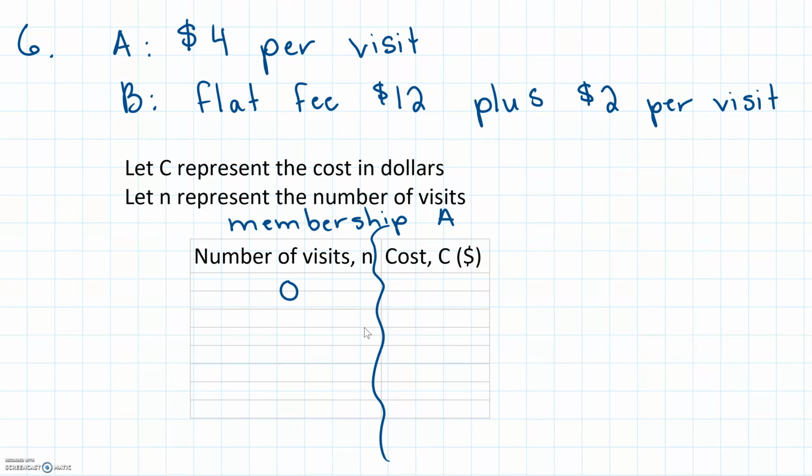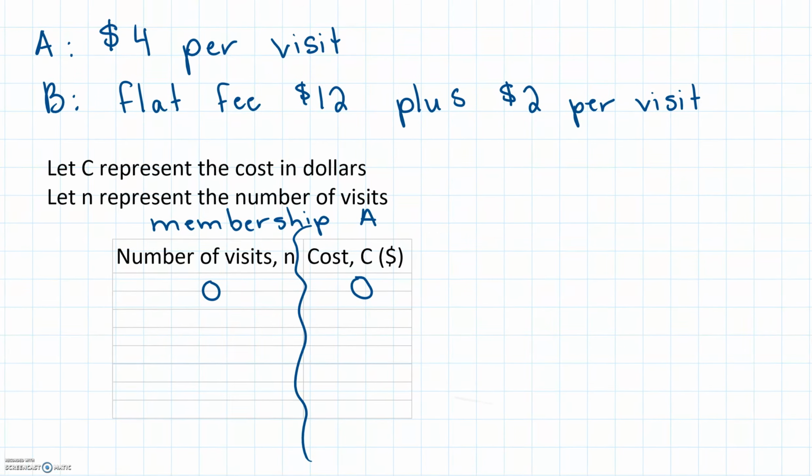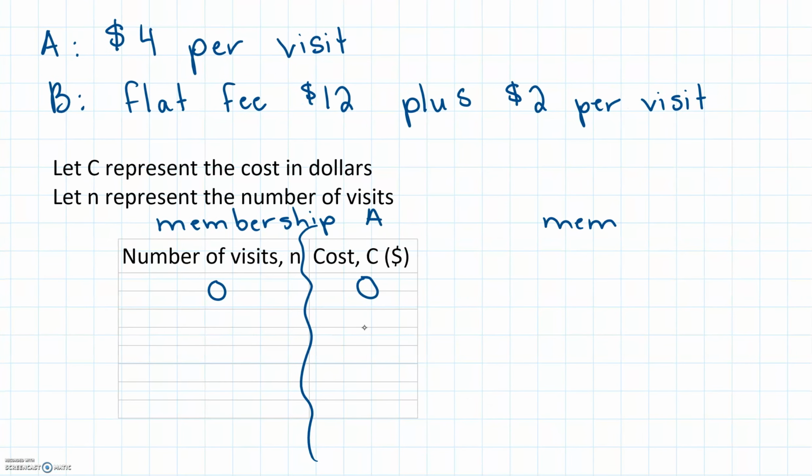For membership A, it's only $4 per visit. There's no additional costs. So at 0 visits, you should have put a 0 here because it's $4 per visit. For membership B, it's slightly different. Membership B does have an additional cost, so there is an initial value here. At 0, you will have a cost of $12. So no matter what, if you get membership B, you will have to pay $12.